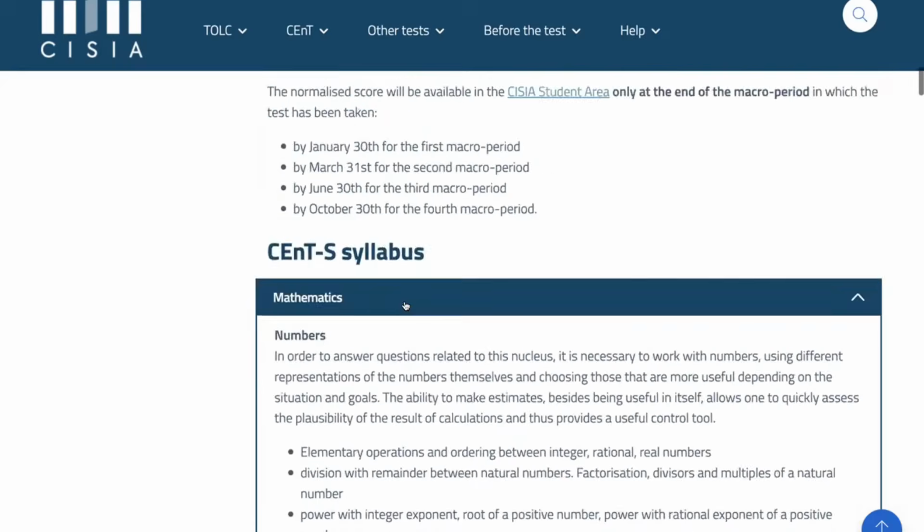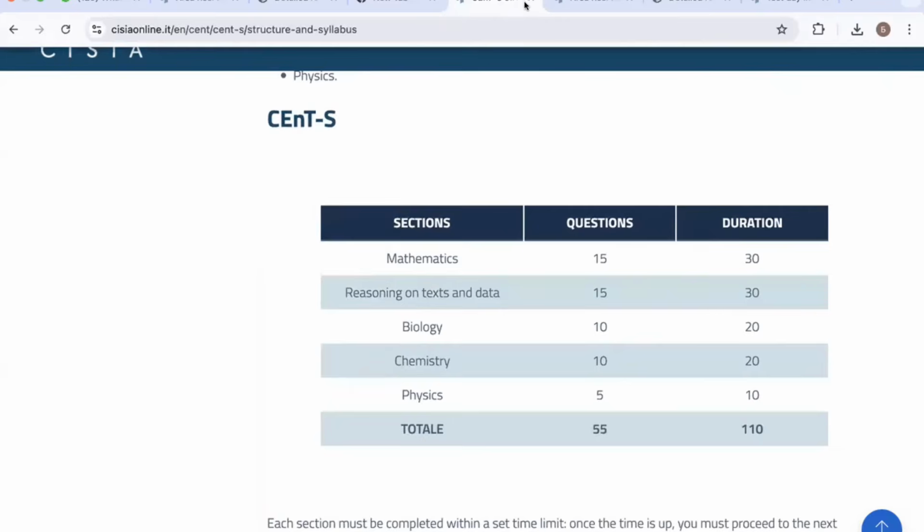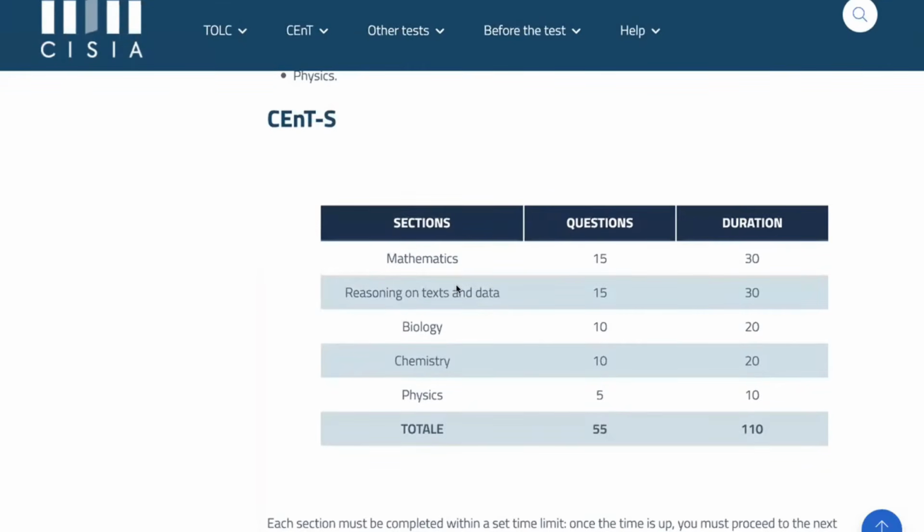All right. I just want to give you the priorities. The priority of the test is to be good at math and to be good at reasoning on text and data, because most of the score comes from these two sections. There are 15 questions on math and you can earn 15 points. And there are 15 questions on reasoning on text and data and you can earn 15 points. So overall from math and reasoning, you could earn 30 points. This is the main portion of your grade.